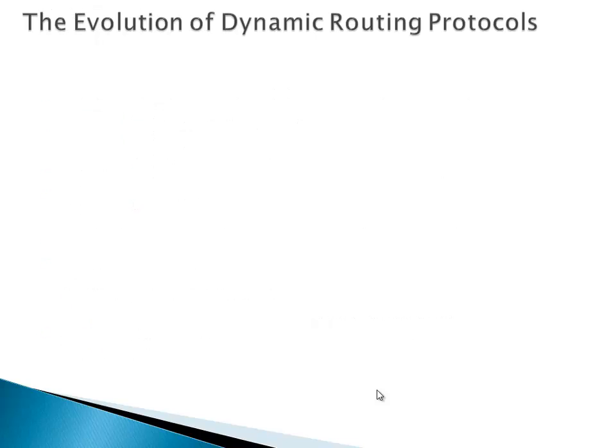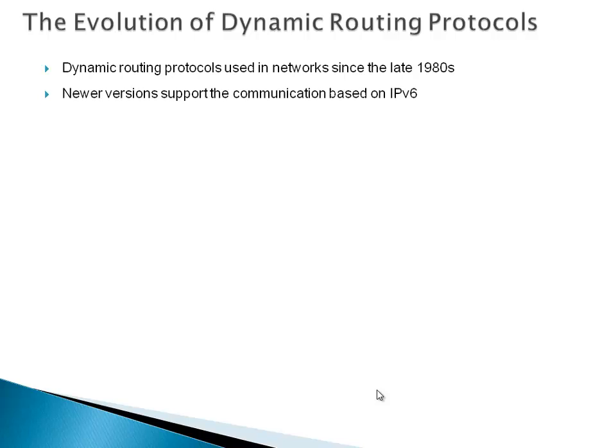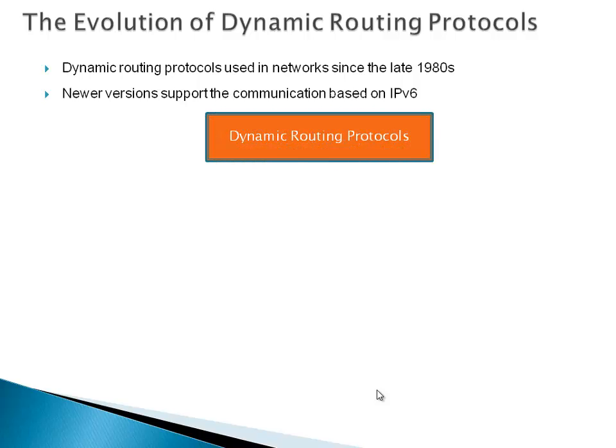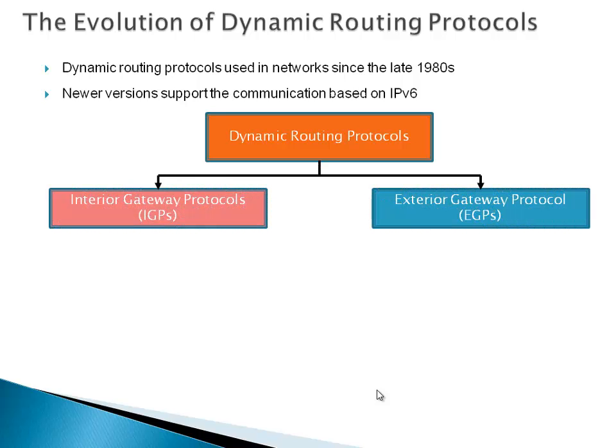The evolution of dynamic routing protocols. Dynamic routing protocols have been used in networks since the late 1980s. Newer versions support communication based on IP version 6. Dynamic routing protocols are divided into two: interior gateway protocols, IGPs, and exterior gateway routing protocols, EGPs. Interior gateway routing protocols are what we use inside our network. Exterior gateway protocols are used when we want to communicate with a different network, with somebody else, with another autonomous system.